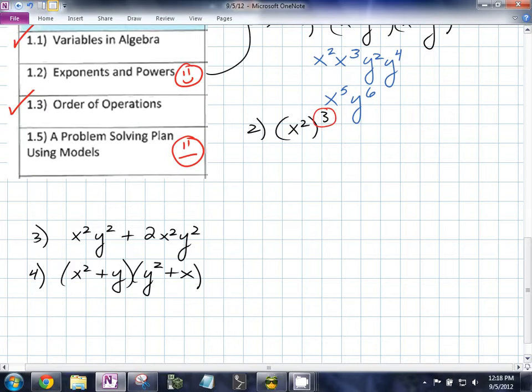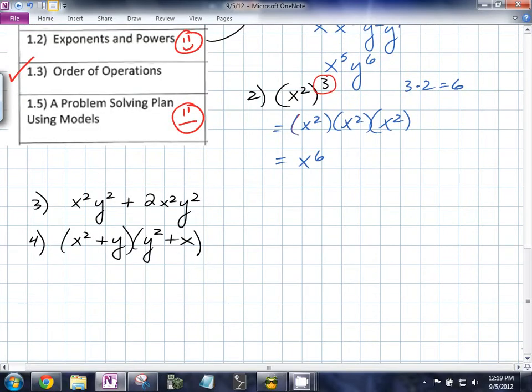X squared is being cubed, so it's being multiplied by itself 3 times. So it's x squared times x squared times x squared, same base. You add the 2's, and what do you end up with? X to the 6th, which is the same thing as multiplying 3 times 2. You multiply the powers, but that's the full explanation right there.